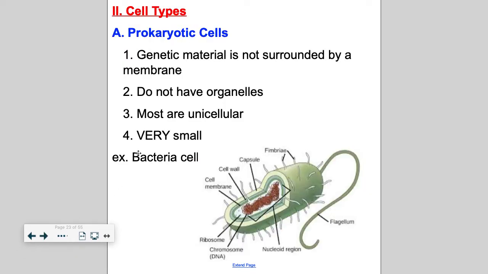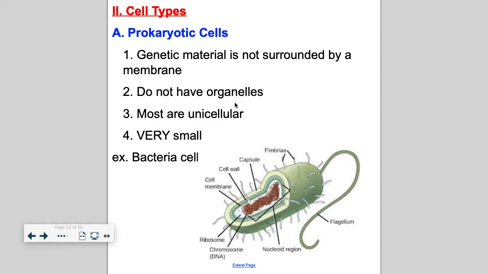Okay, there are two broad types of cells, okay? Prokaryotic cells, and then the other one's called eukaryotic cells. Prokaryotic cells are organisms that do not have a nucleus. Instead, their genetic material is not surrounded by a membrane, or the nucleus, and it's kind of just exposed to the cytoplasm. They also do not have organelles.